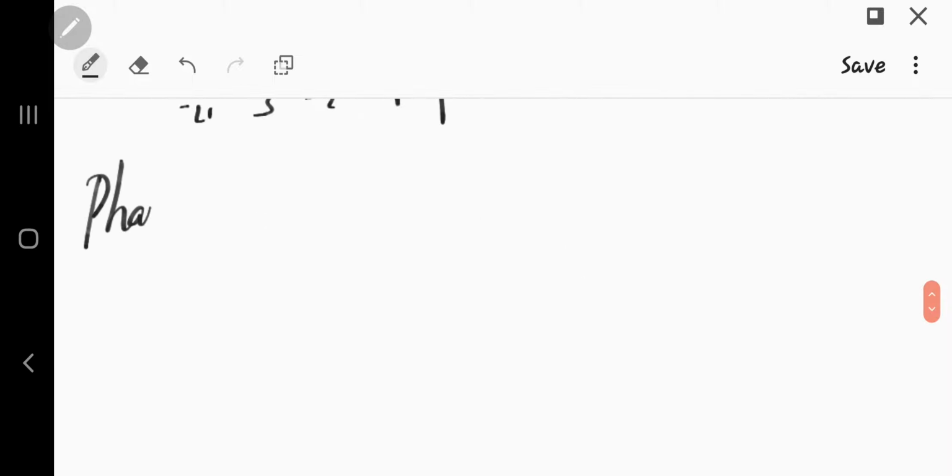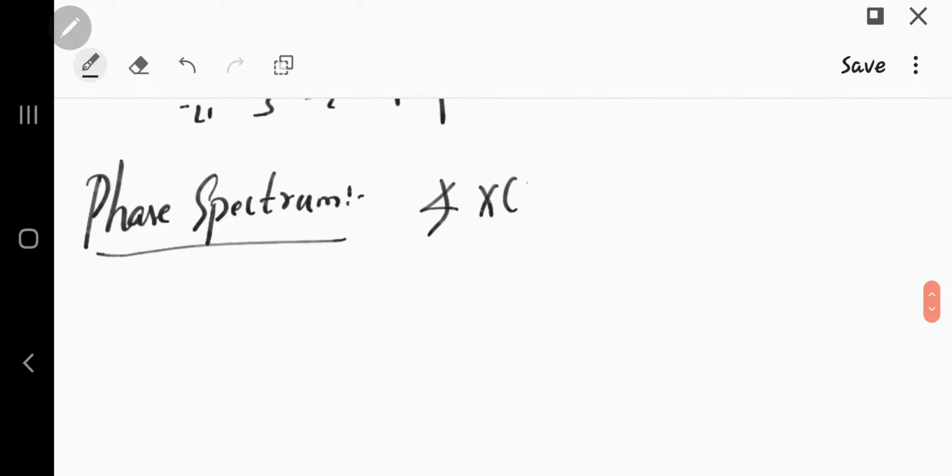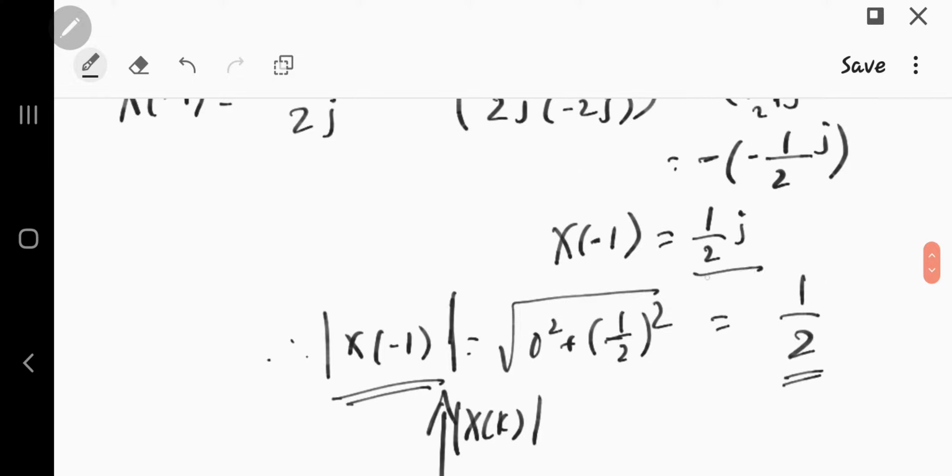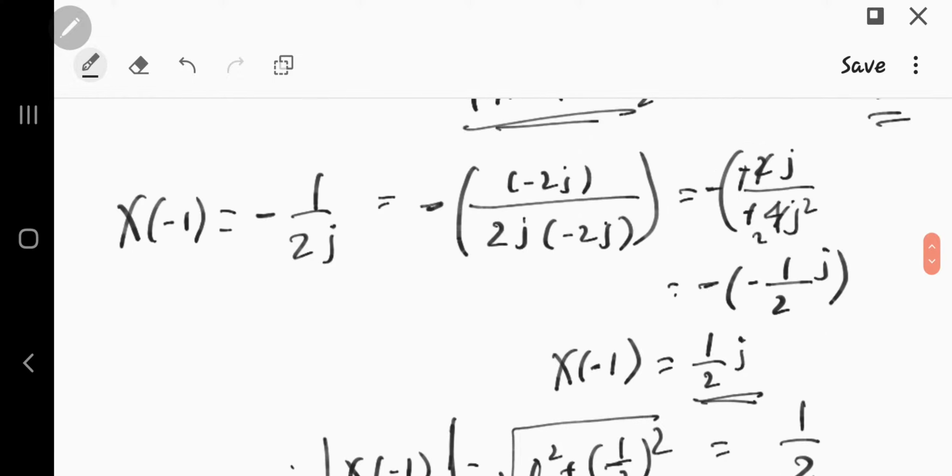Now if you go for the phase spectrum, it is denoted by phase of x of k. That will be equal to tan inverse of b by a. Now you always consider these values while plotting the phase.